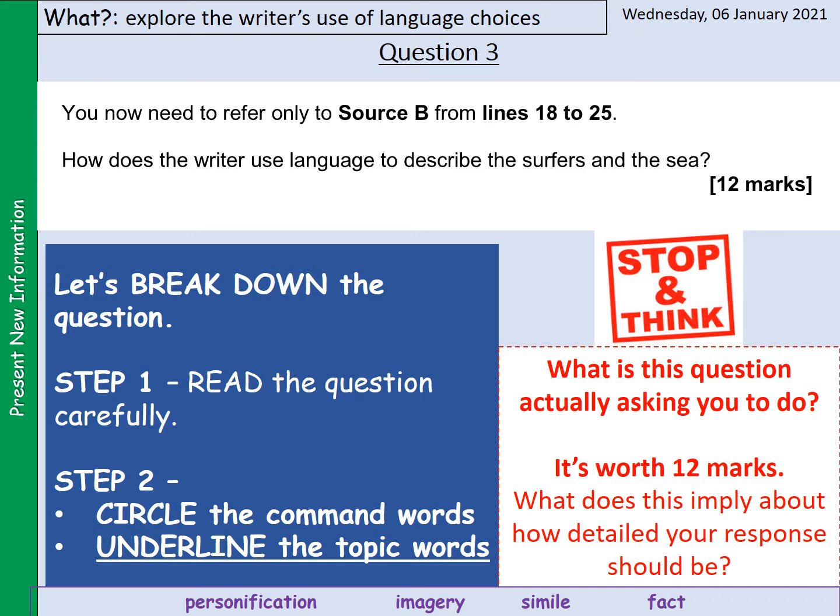First of all, I want you to break down the question. So read the question again carefully and then circle the command words as you've done before with the 2 previous questions and underline the topic words in that question. I'll just give you a minute there, just pause the video while you do that.